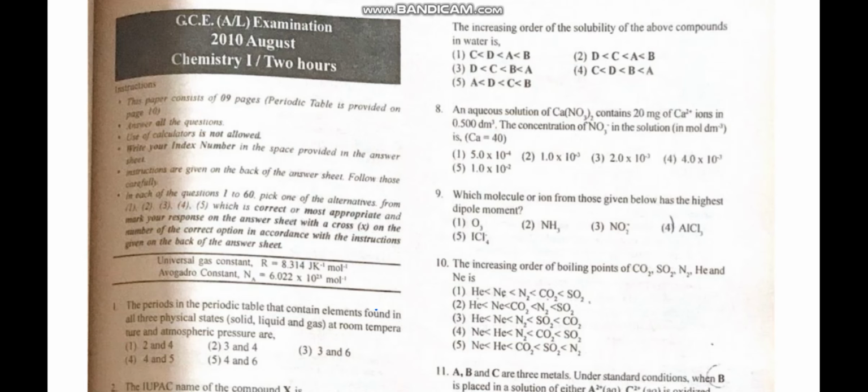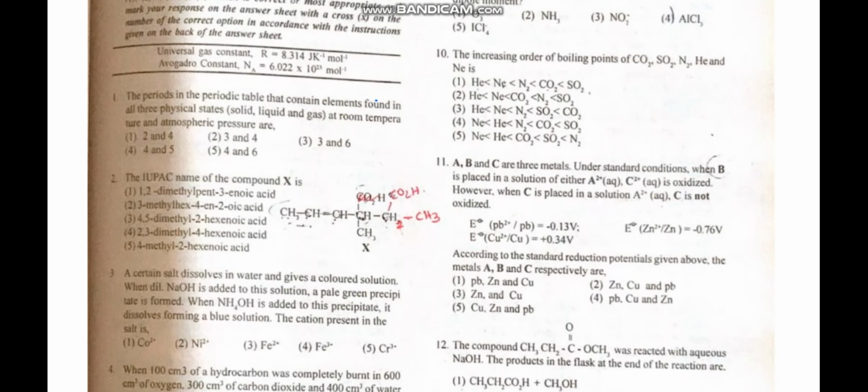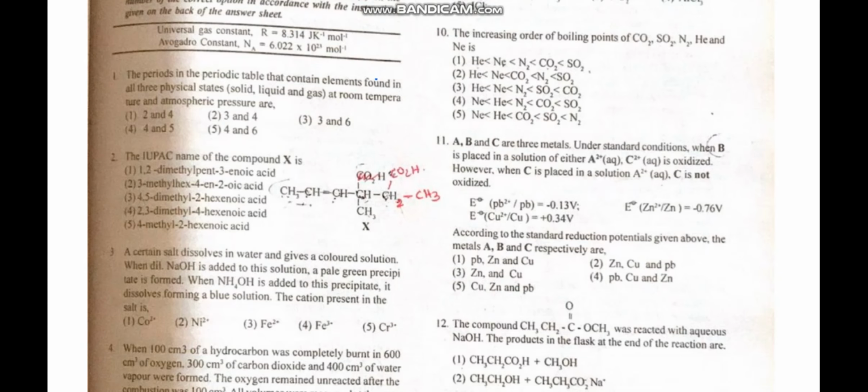So let's start with the questions. Our first question: the periods in the periodic table that contain elements found in all three physical states. Now you have to take two periods where you have all three physical states, that is solid, liquid and gas. In our periodic table we have two liquids, the metallic liquid mercury and the non-metallic liquid bromine. Solids and gases we can find in almost all periods. So if you take the two periods which have the liquid elements, those will have all three physical states.